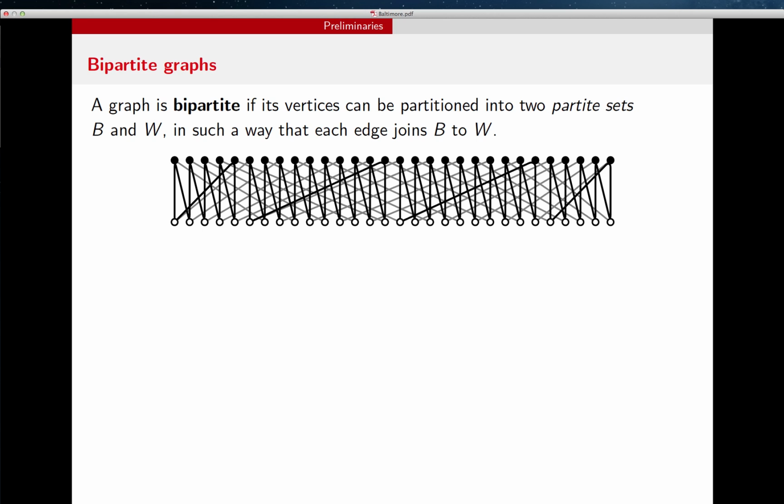First of all, as I'm sure you know, a graph is bipartite if its vertices can be partitioned into two what we call partite sets. Let's call them B and W, in such a way that each edge of the graph runs from B to W. So you see B is the black vertices at the top, W is the white vertices at the bottom, and any edge of the graph runs between those two sets.